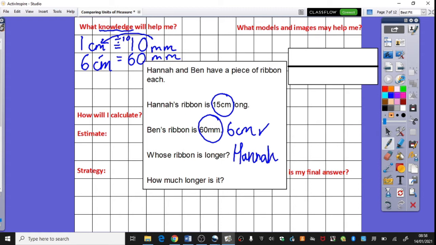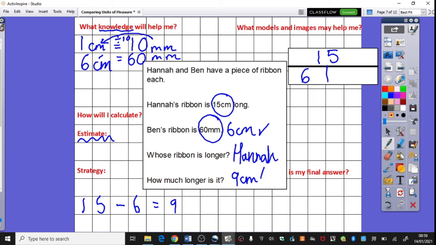On the second part of the question, how much longer is it? Well, if I know that Hannah's is the longest, she's obviously the total, and the part that we've got is 6. So actually, do I need an estimation here? Probably not, because I'm probably going to use the strategy of doing this in my head. So I know that 15 subtract 6 is equal to 9. So my final answer then, how much longer? It's 9. Well, I need to record it as 9 centimetres.